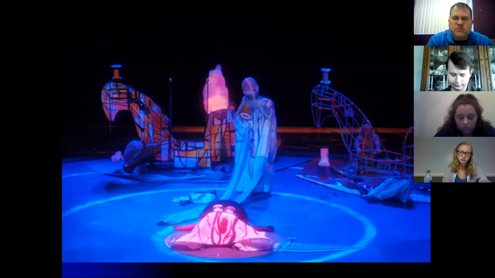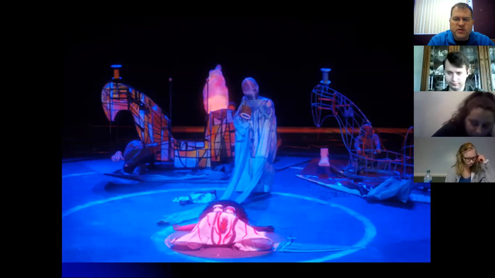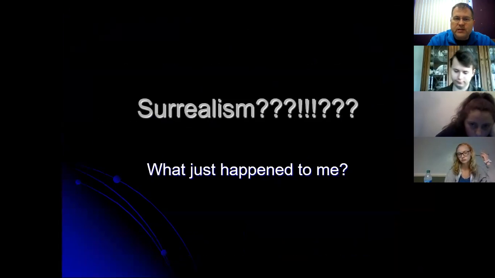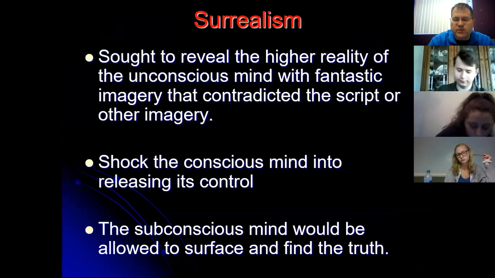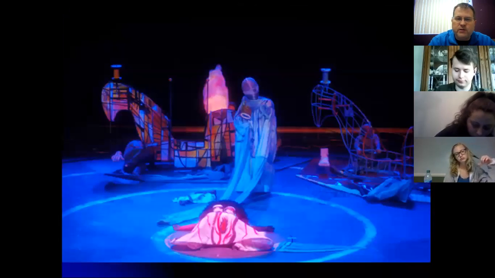Expressionism deals with dream states. Surrealism is disjointed images, letting the subconscious come to the surface. It's exactly what we talked about at the very beginning of this. I'm going back slides, guys. I'll be back. So this is your definition of surrealism right here. Is this fantastic imagery that contradicts other imagery? Well, look at that imagery. It's all over the map, isn't it?